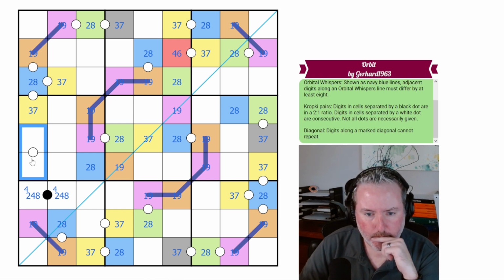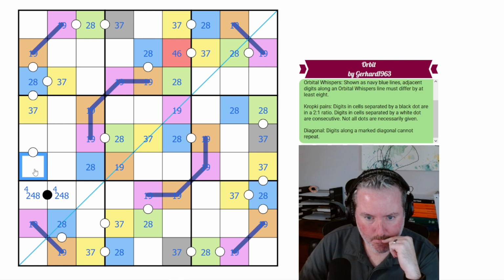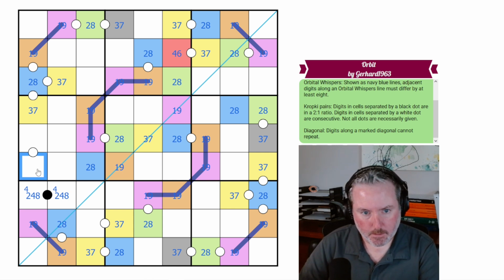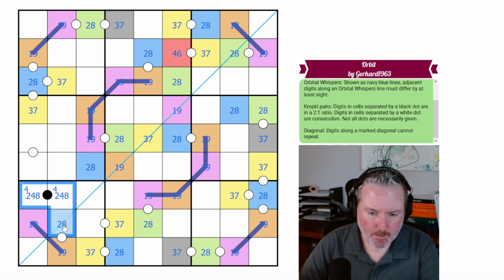It could have one of the 2 8s. It could have a green 2 8. If it did, it would be here. It could have a gray 3, 7, which again would be here. And then the other options are 4, 5, and 6, which all seem to work perfectly fine. We do have a 2, 4, 8 triple with our 1, 9.